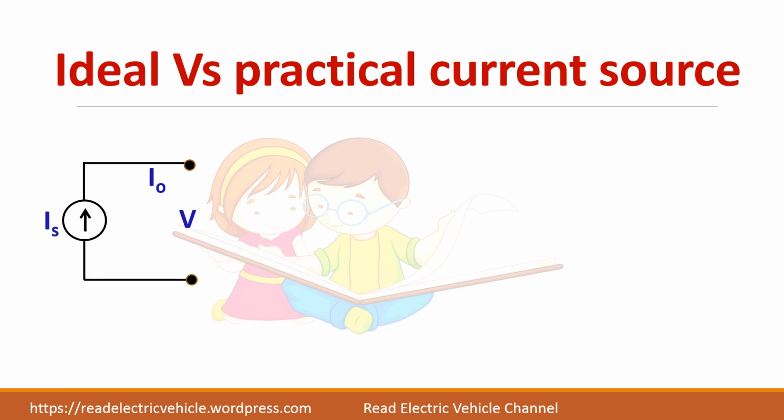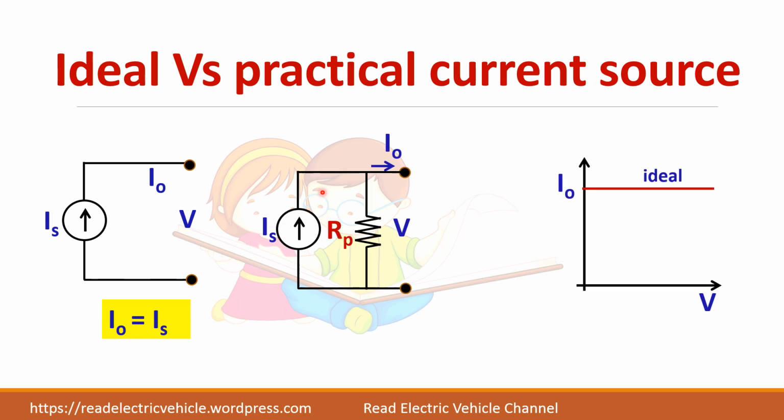Let us consider an ideal and the practical current source. So in ideal case, we know Is is equal to I naught. That is, the parallel resistance is infinite, so it will not allow any current to flow through it. In practical case, there will be a finite resistance. So some current will flow through this parallel resistance.